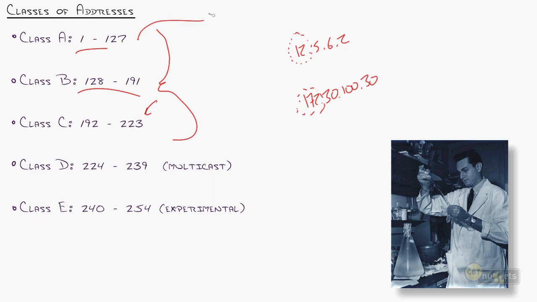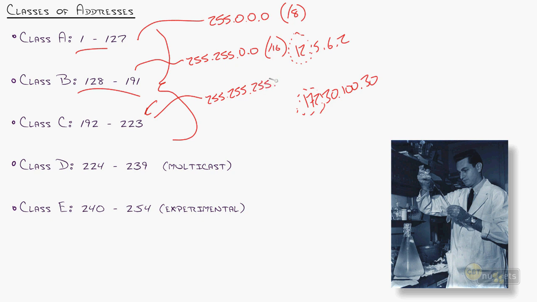Class A addresses have the default subnet mask 255.0.0.0. Or a shorthand way to write that, and I will fully explain this syntax later, it's a /8. Class B, the default subnet mask is 255.255.0.0. Or a shorthand way of writing that is /16. Class C, that's the most famous one, 255.255.255.0, or a /24 is shorthand for that.